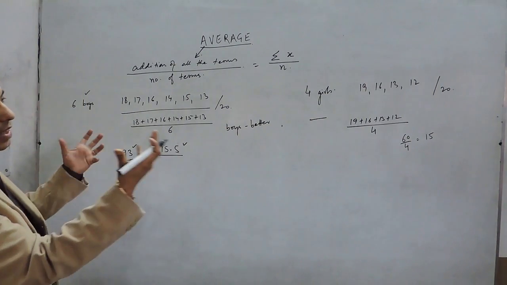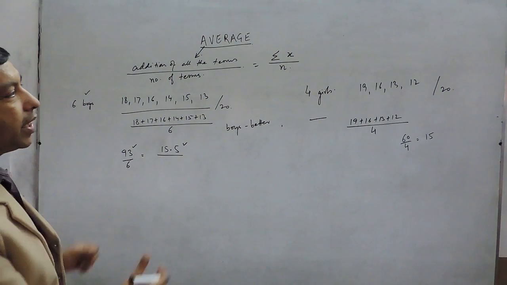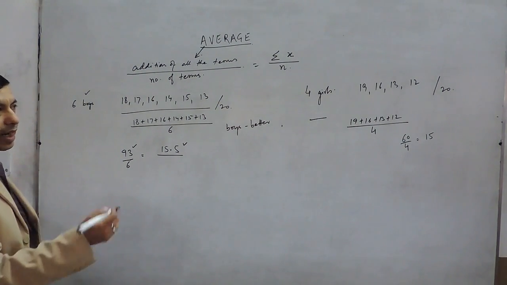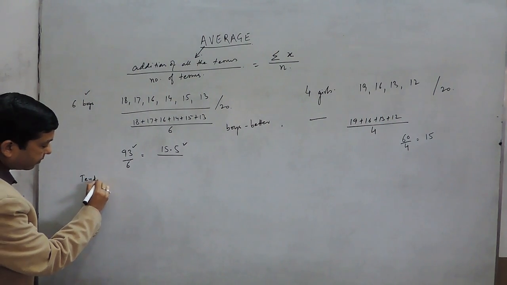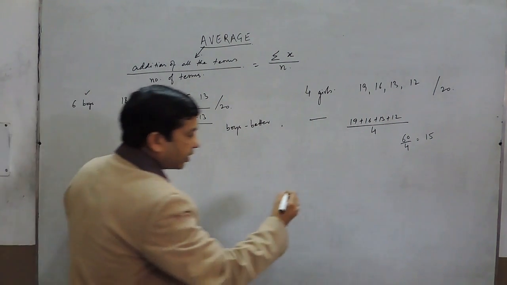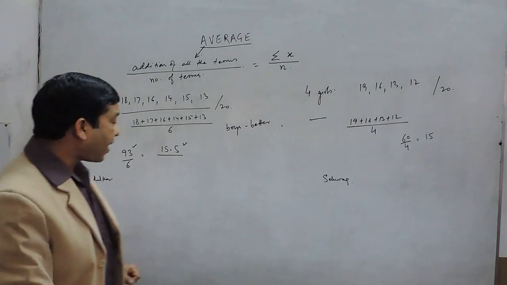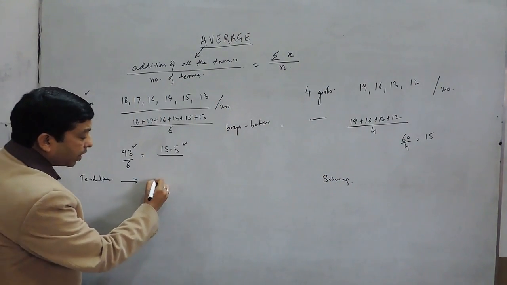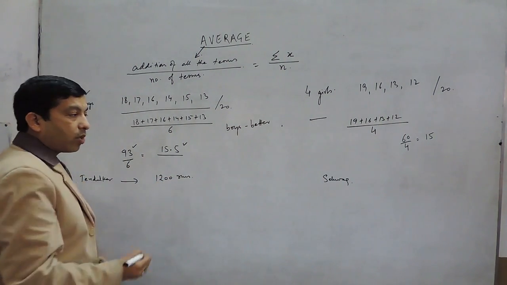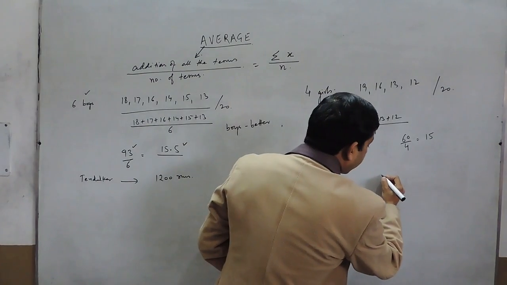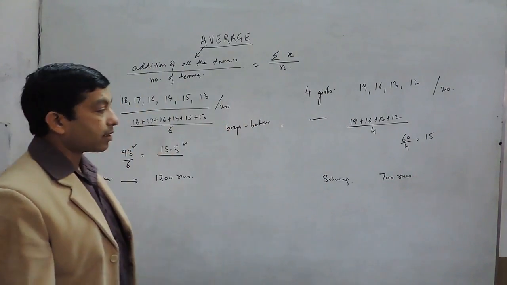So we are comparing two sets of data which have more than one individual in them. Now we can look at another example. Suppose there are 2 players, one is Tendulkar and another is Sehwag. Tendulkar scores a total of 1200 runs, whereas Sehwag scores a total of 700 runs. So who is the better player?